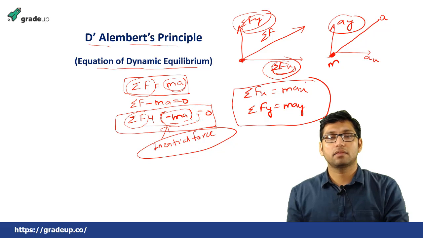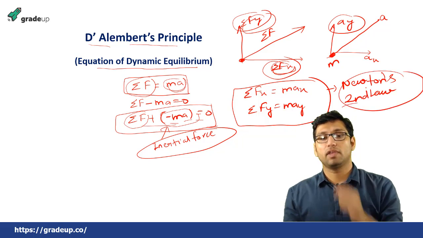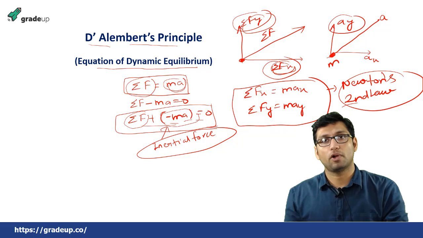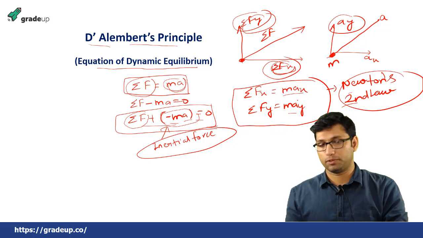And this is by Newton's second law of motion. From Newton's second law of motion, we know that the net force acting on a body is equal to the rate of change of linear momentum. This is Newton's second law of motion.